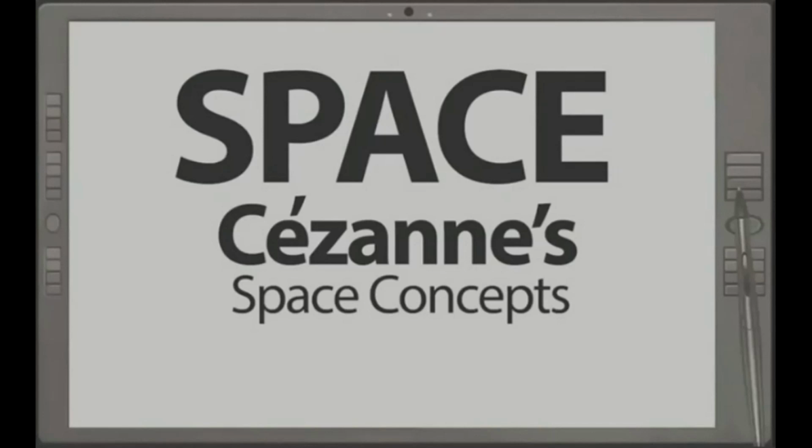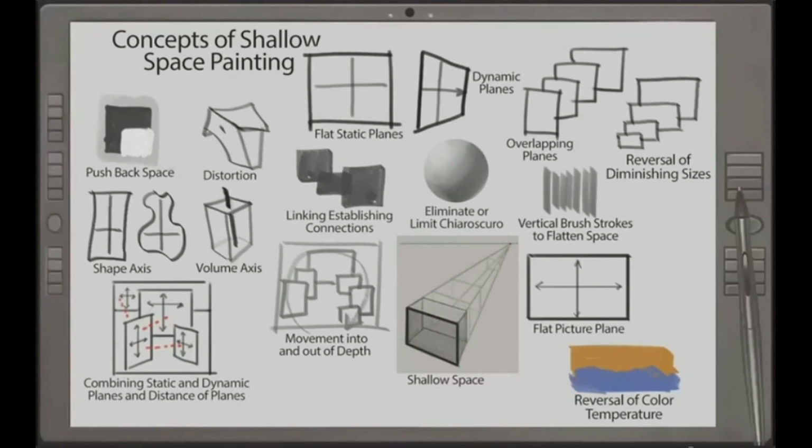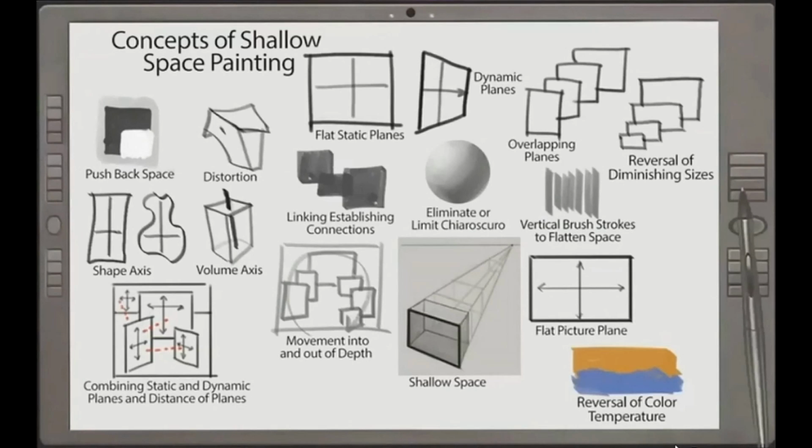But it's not completely flat, because when you look at Cezanne's paintings, they have form. They're not completely flat shapes, but these forms exist within a limited space. And to create that more limited space, Cezanne resorted to these spatial concepts. If you're going to be painting in this more shallow kind of space, the style is going to be more flat-like, but not completely flat, as I'll be pointing out in this video.